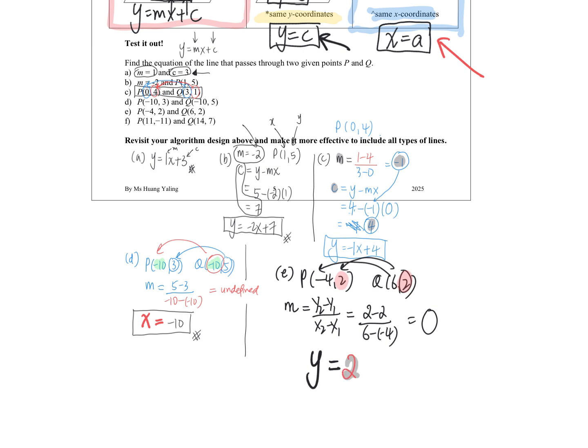Done. Because there's no mx, this all will become 0. So no need to write this. Just y equals to c will do. So this is your equation. Okay, last one.